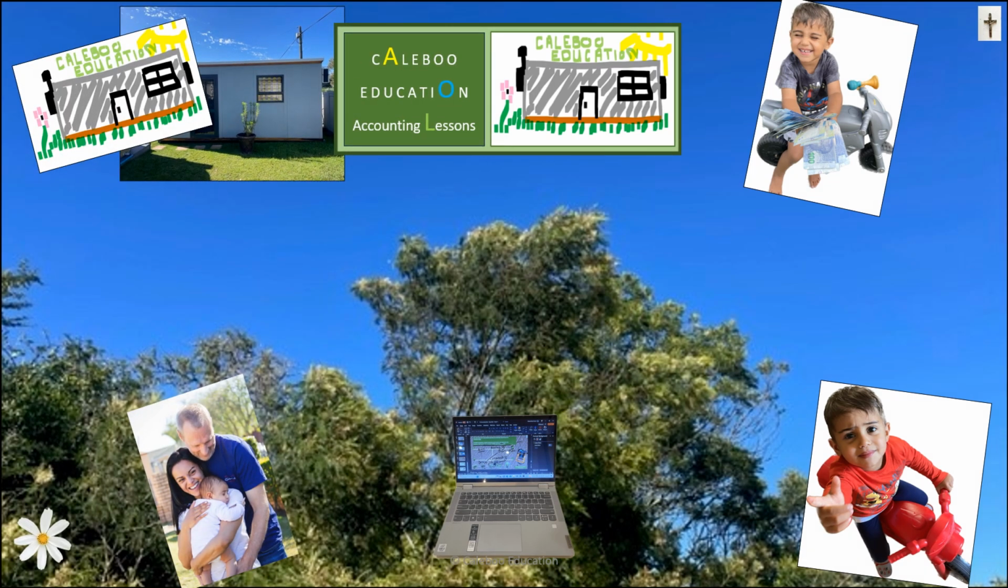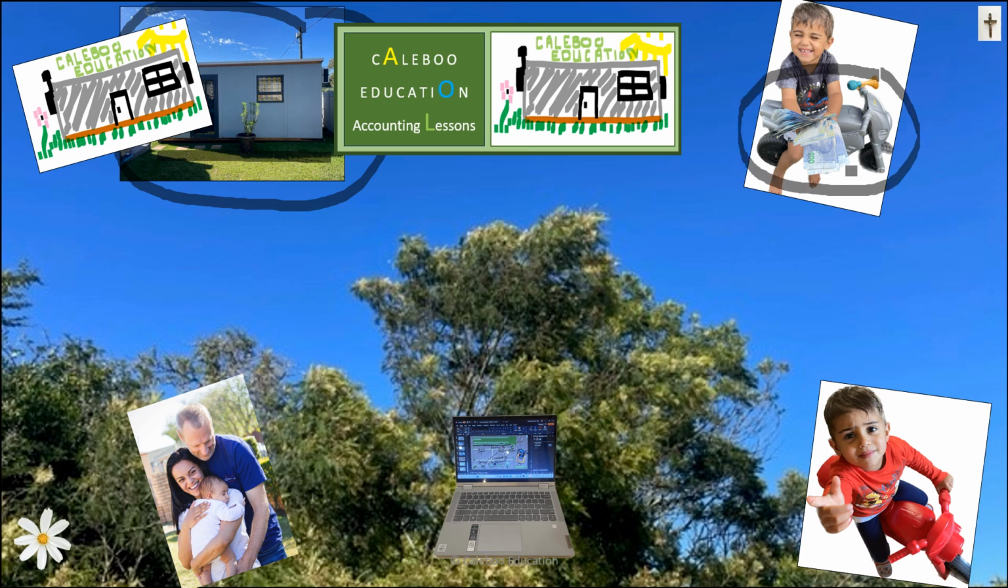On this slide, we have a few pictures. This picture here that I've just circled is a picture of my office. Now, for my sole proprietorship, this office is an asset. I've put in here a picture of Caleb, and Caleb's sitting on a scooter. Let's call that scooter our delivery vehicle. That's also an asset.